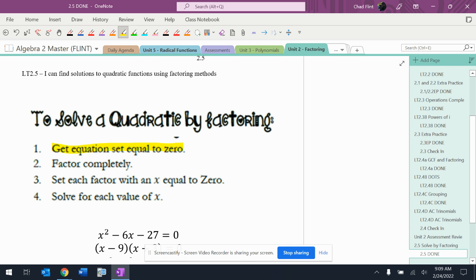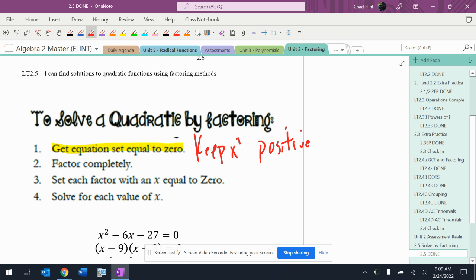We haven't had equations before, so everything's been an expression. It was all set up. No worries there. So we get the equation equal to zero. If we factor without it equal to zero, it's either not going to factor or give us the wrong answer. So make sure you move everything to one side, and we want to keep the x squared positive. If we don't keep it positive, it doesn't factor out correctly.